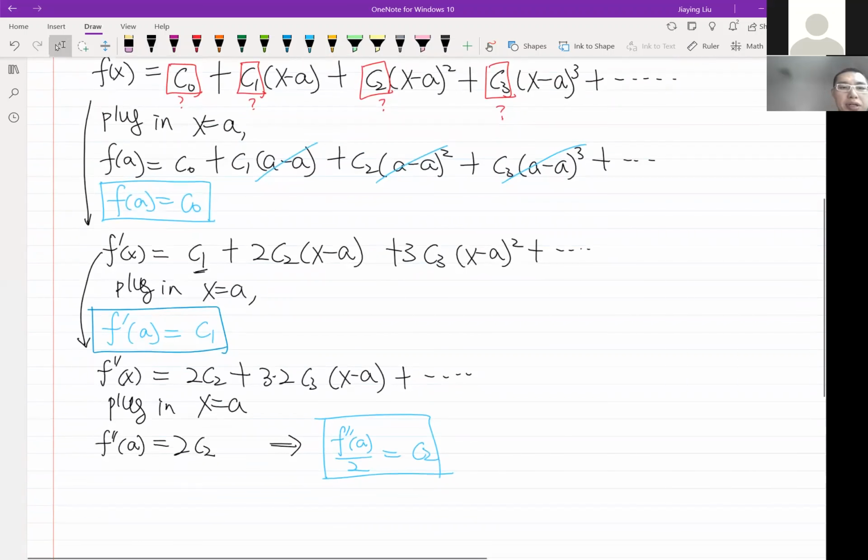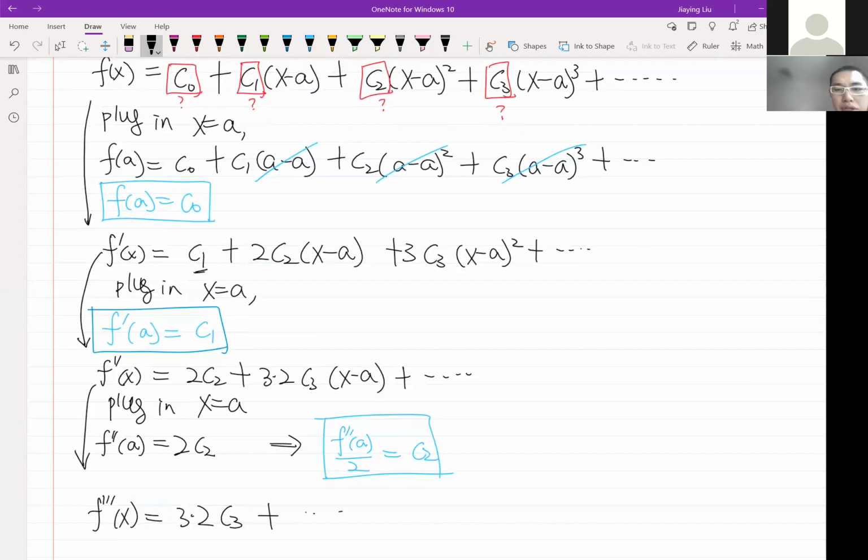And what about C3? Well, the trick is just to keep doing this process. So we get the third derivative of f(x). That becomes 2C2 will become 0 because it's a constant. And then we have 3 times 2C3, plus all the terms that I'm not writing out. They all have some factor x minus a in them.